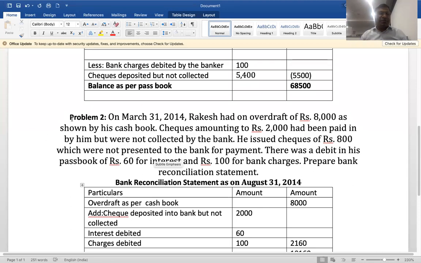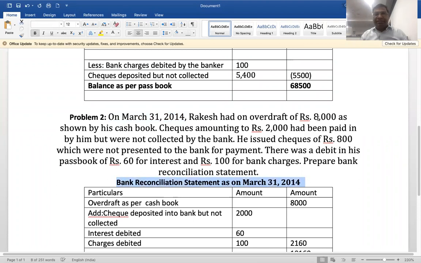Yeah, this is the second problem. On March 31st, 2014, Rakesh had an overdraft of 8,000, and this is shown as per his cash book, right? So what we have to do is prepare a bank reconciliation statement. We'll write the heading, bank reconciliation statement, as on 31st March 2014. Okay, this heading is over.